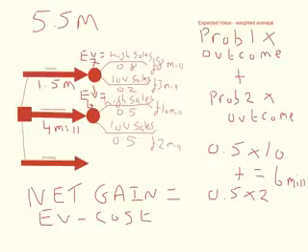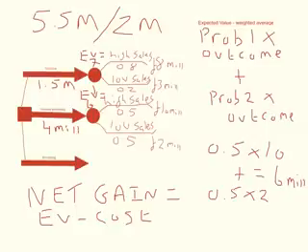And exactly the same for the second one. We've got an expected value of 6 million, but the cost involved is 4 million. So the net gain for the second option would simply be 6 minus 4, which is going to give us 2 million.